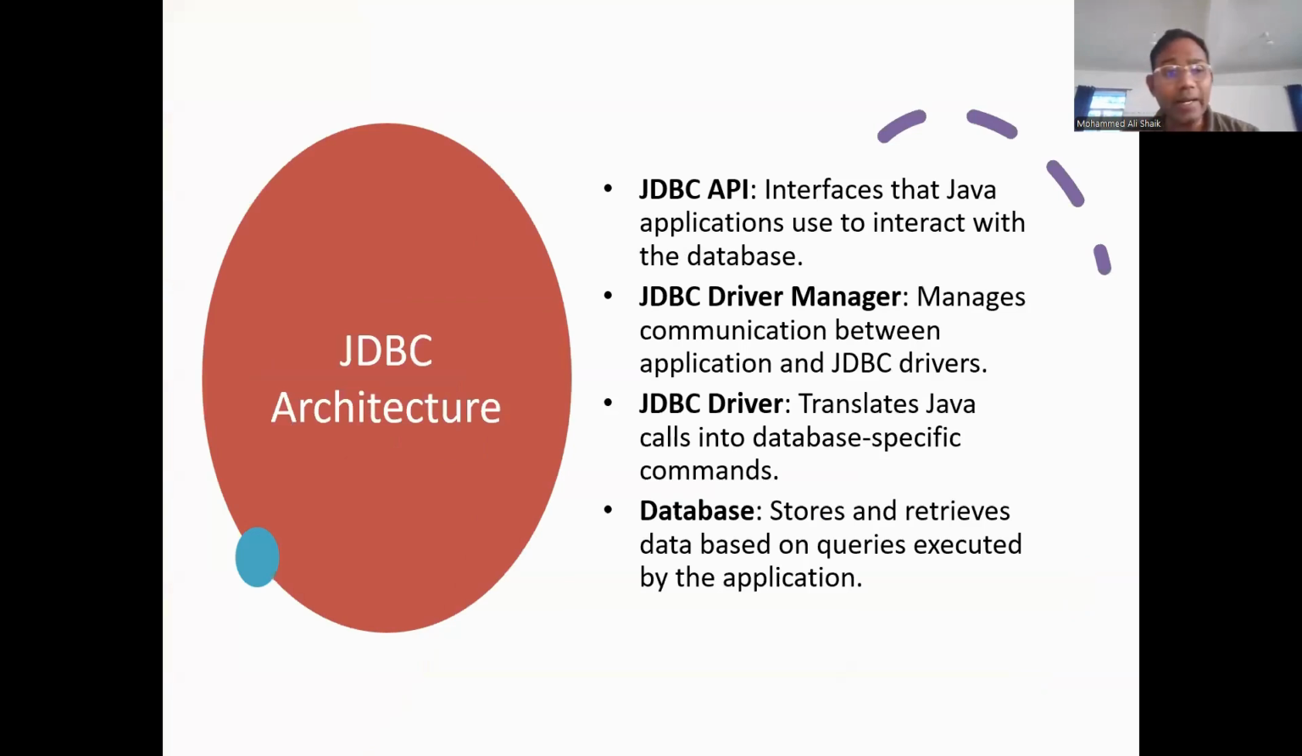Coming to JDBC architecture. JDBC, Java Database Connectivity, is an API, an application programming interface, that interfaces with a Java application used to interact with the database. We require a JDBC driver manager that manages communication between the application and the JDBC driver. The JDBC driver translates Java calls into database-specific commands. And the database stores and retrieves data based on queries executed by the application.